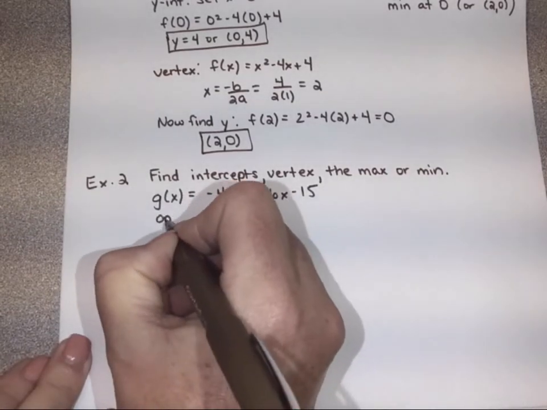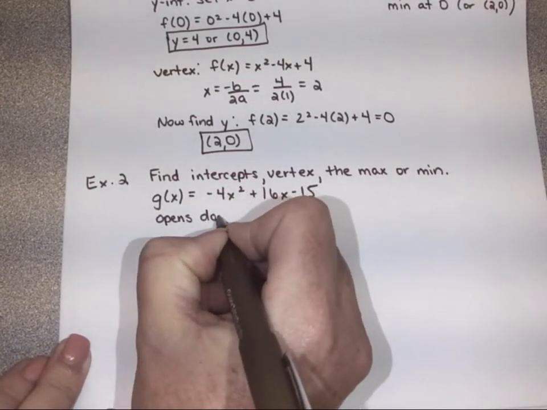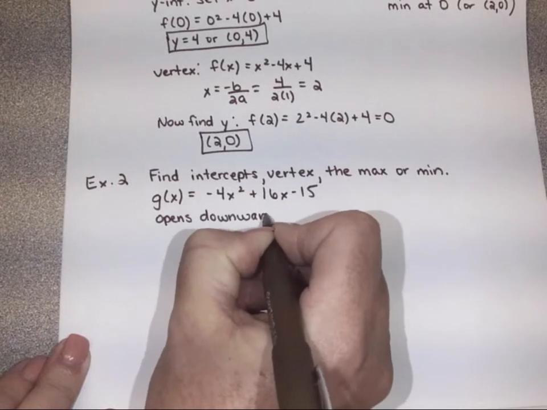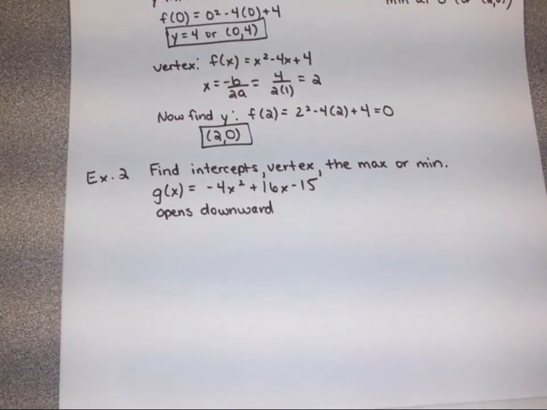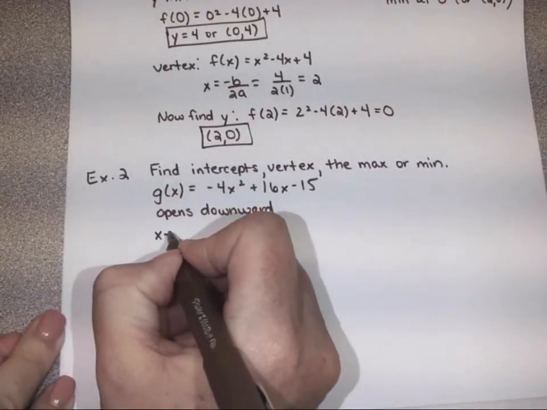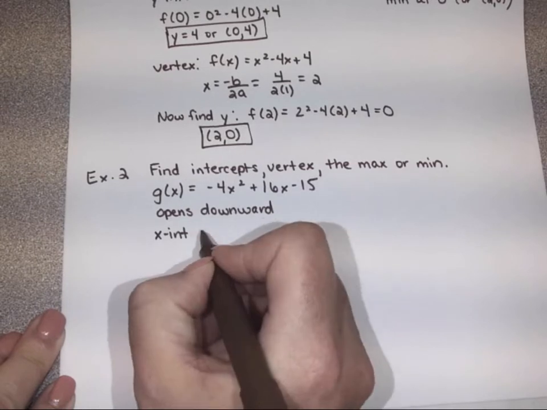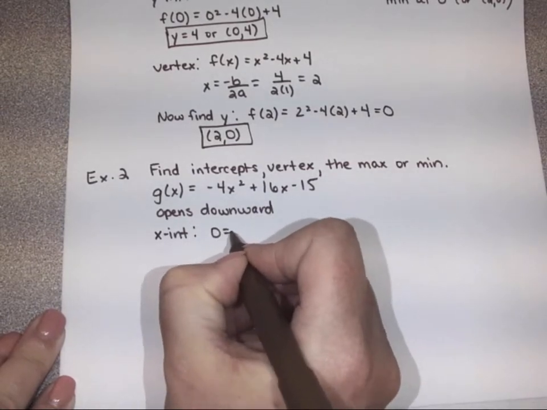The first thing is, we know it's going to open downward, which, looking ahead, means we're going to have what instead of a min? We're going to have a max. All right, so let's run through our options. I can find the x-intercept by setting y equal to 0.